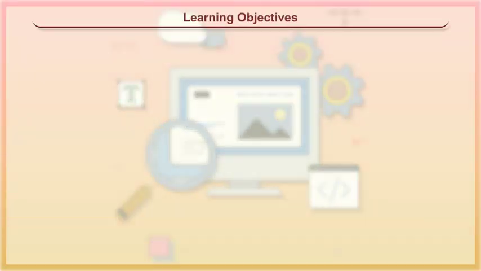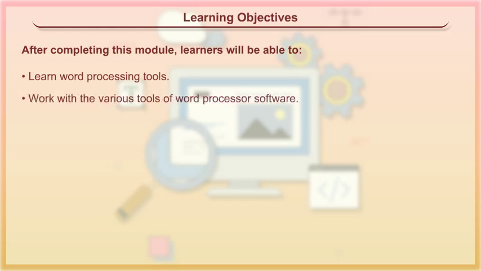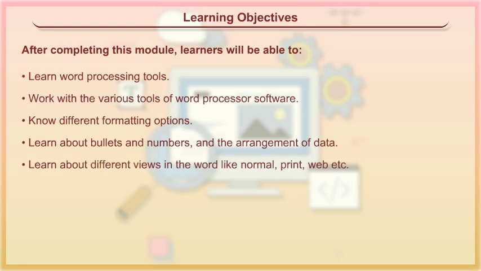Learning objectives. After completing this module, learners will be able to learn word processing tools, work with the various tools of word processor software, know different formatting options, learn about bullets and numbers and the arrangement of data, learn about different views in the Word like normal, print, web, etc.